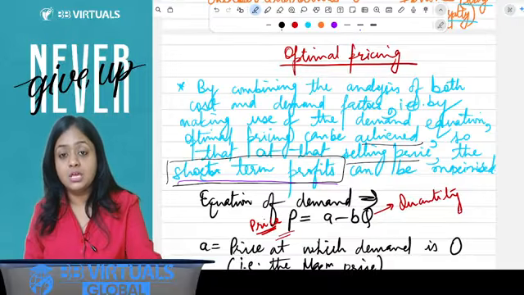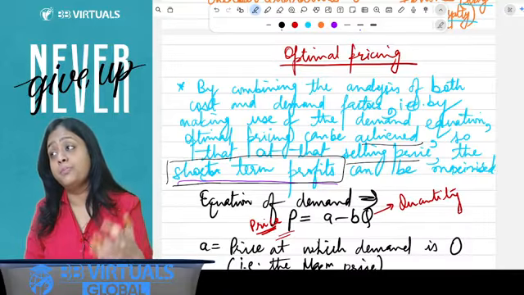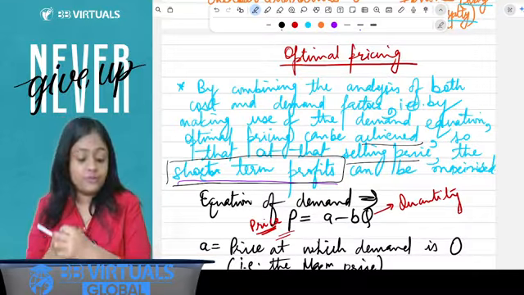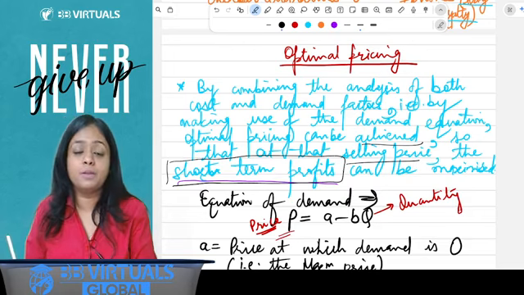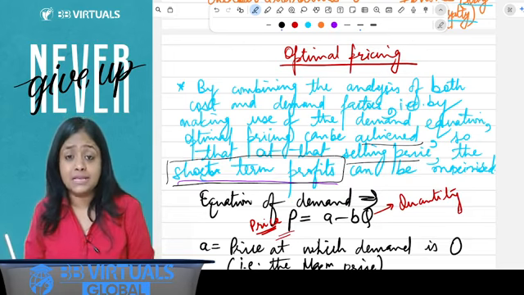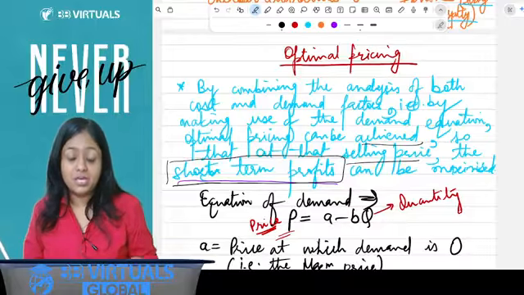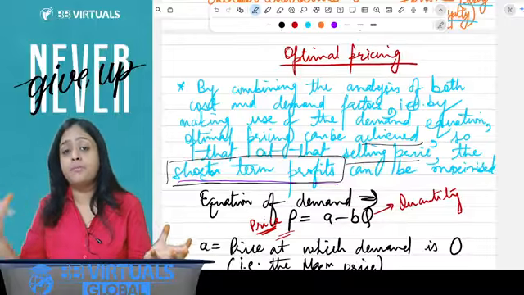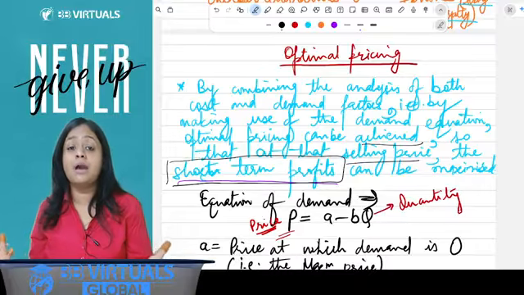So what is that point? What is the point for optimum, at which your profits are maximized, and that we say is optimal pricing. So we would like to fix that price where my profits are maximized. So now here I will equate cost and revenue, the cost and demand equations.